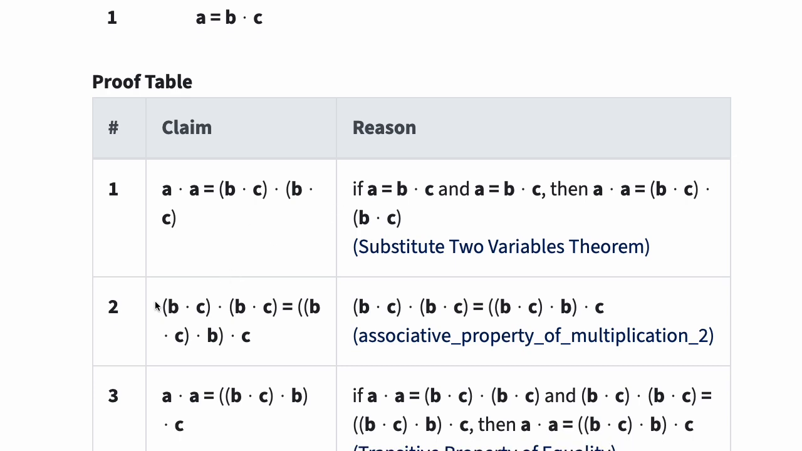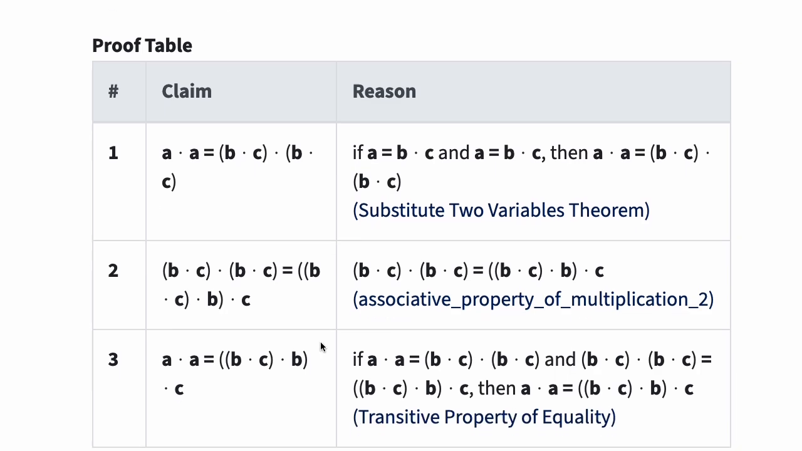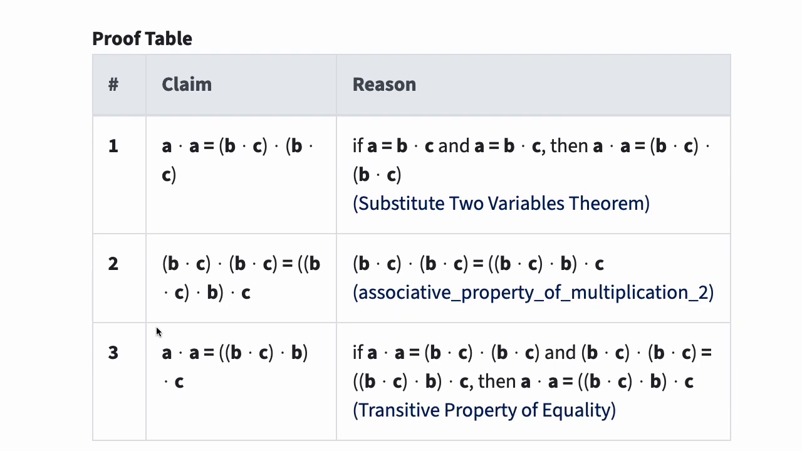Then we can use a variation of the associative property to claim that b times c times b times c is equal to b times c times b times c. Finally, we can use the transitive property to claim that a times a is equal to b times c times b times c.